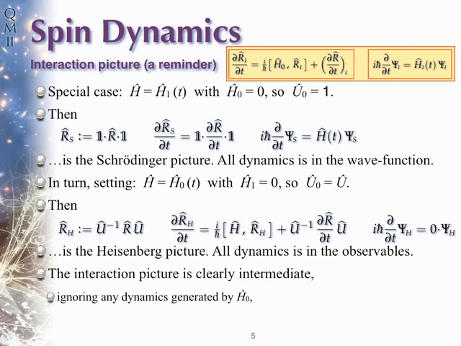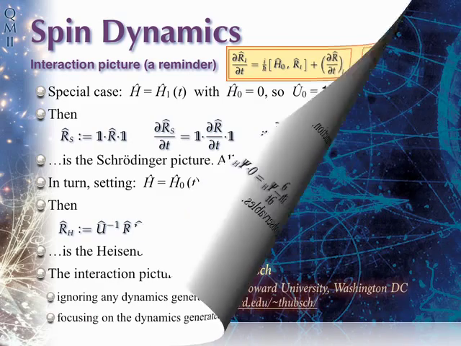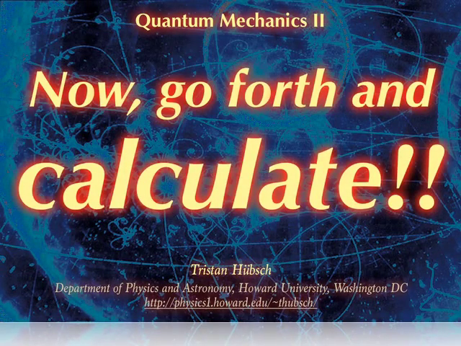Typically we choose it so that since this interaction picture ignores any dynamics generated by H0, H0 is what is well known, and we focus on the dynamics generated by H1. So that's all for the interaction picture as a reminder, standing kind of halfway between the Schrodinger and the Heisenberg picture, and now onward to calculations.